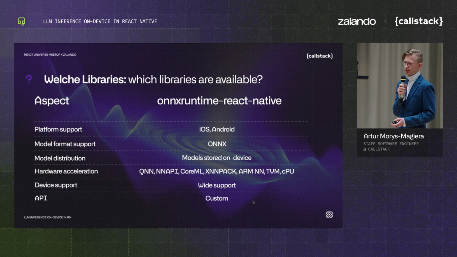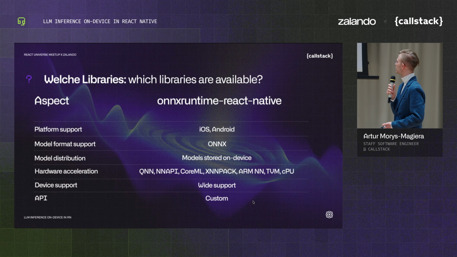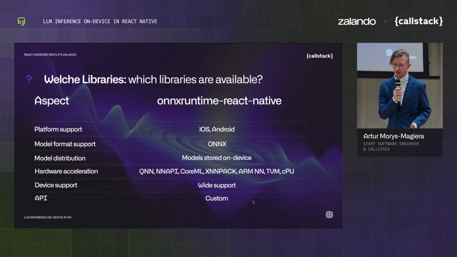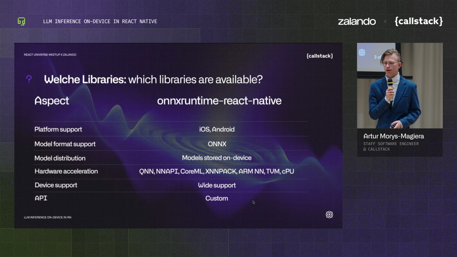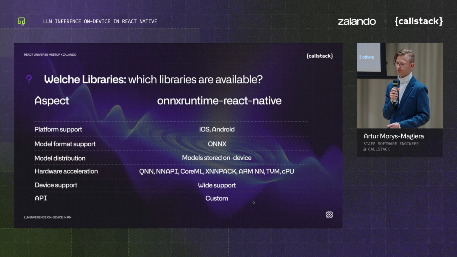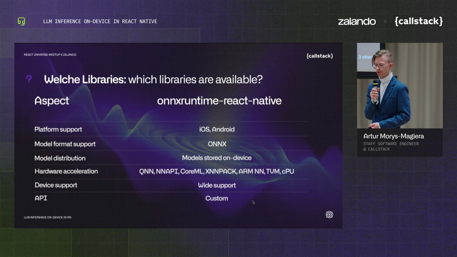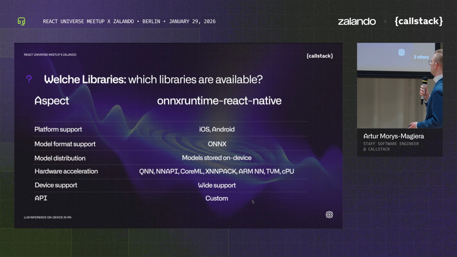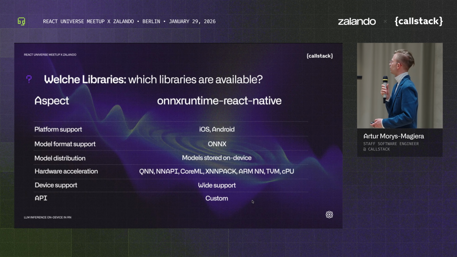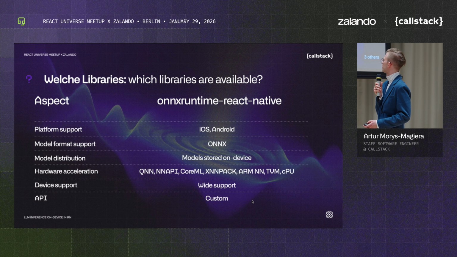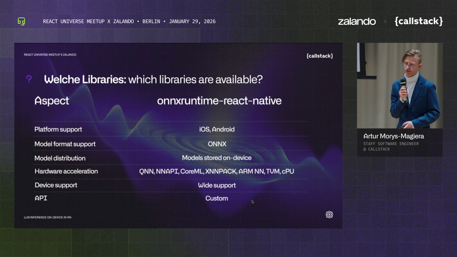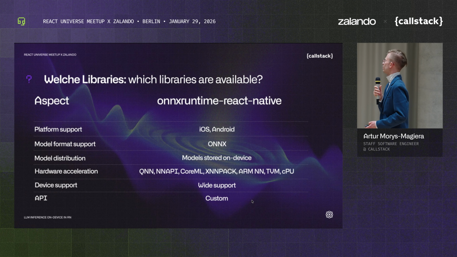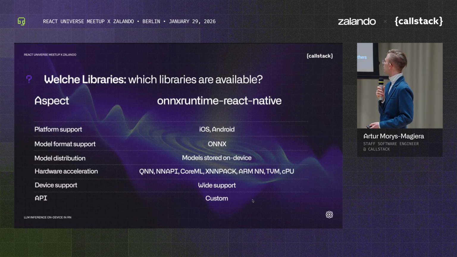Another library is ONNX Runtime React Native. So this is a wrapper of ONNX Runtime. Official wrapper that is a low-level library called ONNX, which is meant to be a runtime for machine learning. It supports a wide variety of execution providers, that is QNN, which is Qualcomm's API for neural networks, and NNAPI for Android, CoreML, XNNPACK, which is a very optimized, powerful toolchain for linear algebra and computations.